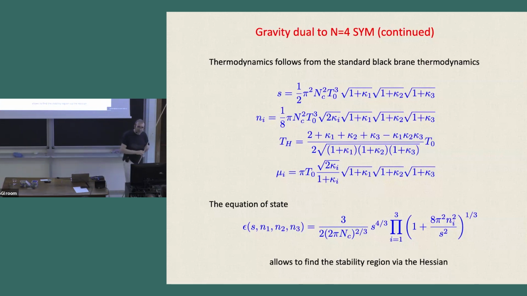But for the purposes of computing the Hessian, we will write the equation of state in the form which involves the density of charges and the entropy. Right? So this is the equation of state, and from this we will deduce all other consequences. But again, this is a superconformal theory. So epsilon is equal to 3p, and therefore the speed of sound squared is equal to 1/3. So this is fixed.